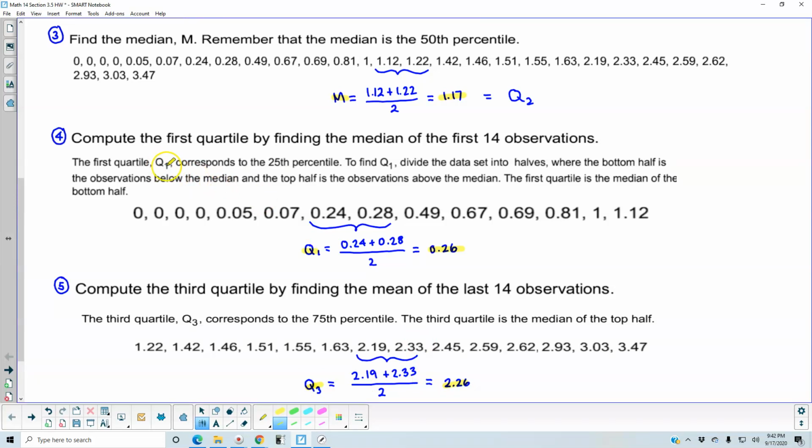So quartile 1, again, corresponds to the 25th percentile. Quartile 3 corresponds to the 75th percentile. And the median represents the 50th percentile.